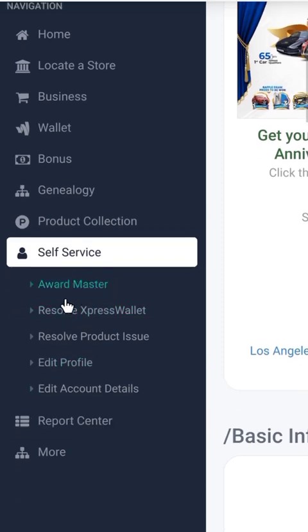We have award master. For resolving express wallet issue, of course, I've shown you how to make use of the support ticket. So use the support ticket, send your complaint, and it will be resolved. Resolving product issue is the same thing too. You can use the support ticket to get that done. Now this edit profile, if you've done your registration correctly, which I'll show you in the next module, then there'll be no need for you to come and edit profile or correct anything here. The same thing too with editing account details.